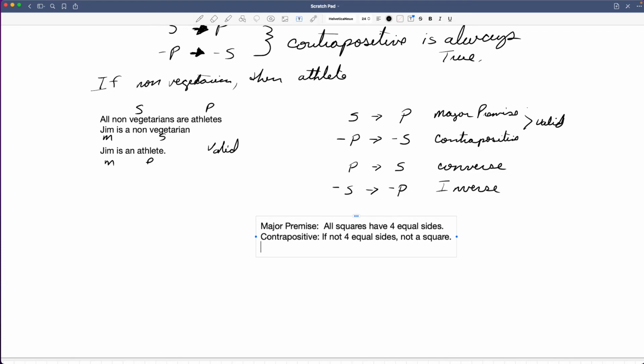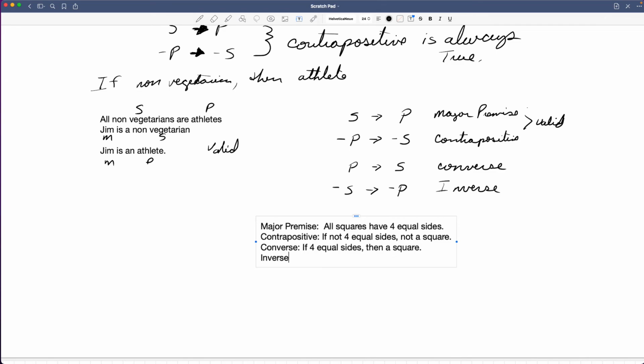The converse to that would be if it has 4 equal sides, then it's a square. That's not always true. A rhombus has 4 equal sides, but it is not a square because it does not have 90-degree angles. So therefore, the converse here is not true.